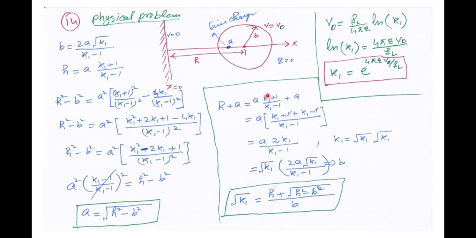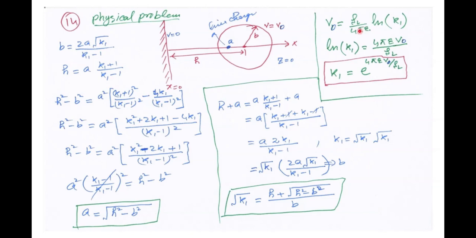Similarly, let us define k1 in terms of h and b. So add h with a, where a represents the location of line charge. So plug in all these things. Finally, we come across k1 square root equal to h plus square root h squared minus b squared divided by b.